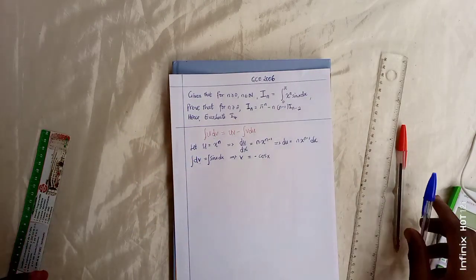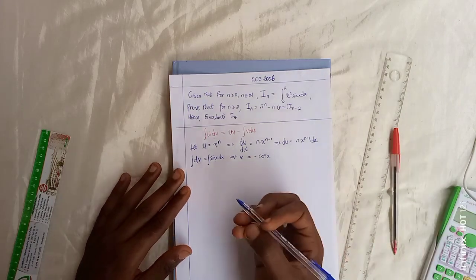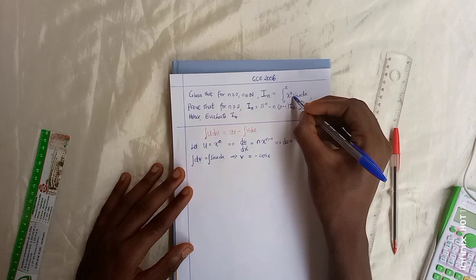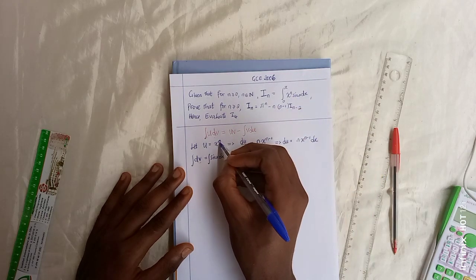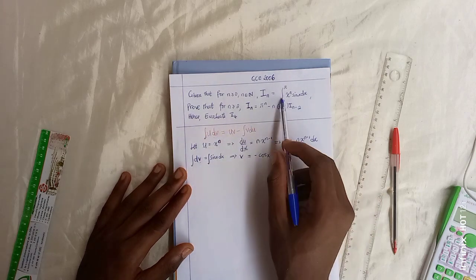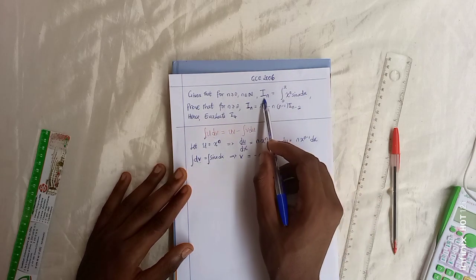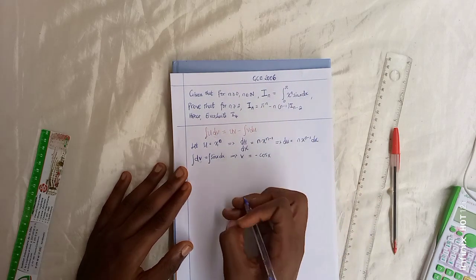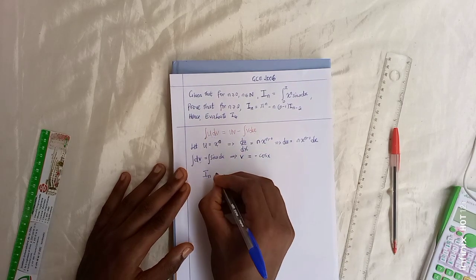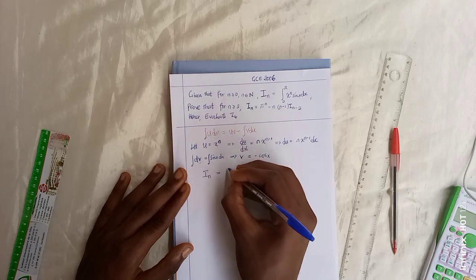Once we have this, now we apply that into our formula. Our integral of u dv. This one here represents the original integral. Our original integral is this, right? And it has been represented by I_n. So this integral here, I_n, is equals to what? u is what? x to the power n.